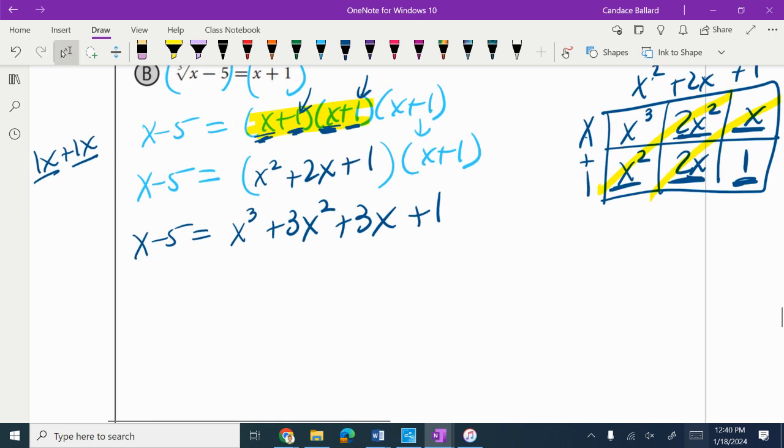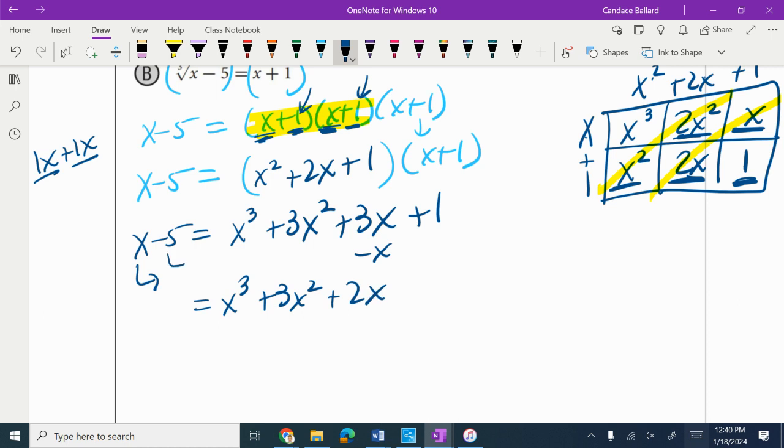Now, I need to get this equal to 0 in order to solve it. Even though it's a cubic instead of a squared, we're going to get it equal to 0. That's how we solve polynomials. So I'm going to move the x by subtracting. So that would give me x cubed plus 3x squared. 3x minus x is 2x. And I'm going to move the 5 by adding. So that's going to give me a 6.